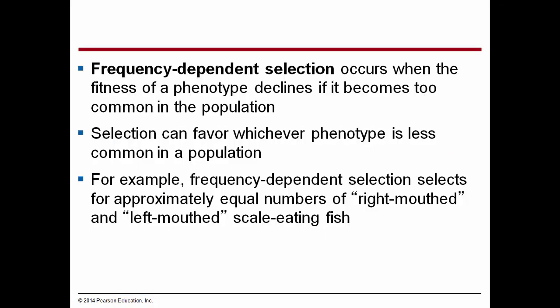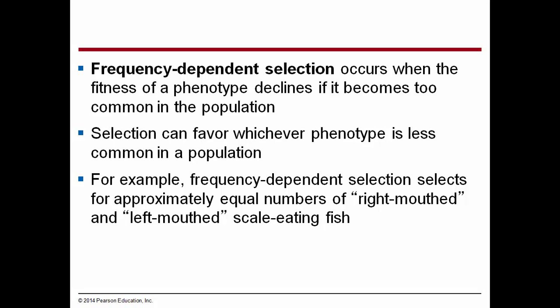Frequency-dependent selection occurs when the fitness of a phenotype declines if it becomes too common in the population. Selection can favor whichever phenotype is less common in a population. For example, frequency-dependent selection selects for approximately equal numbers of right-mouth or left-mouth scale-eating fishes.